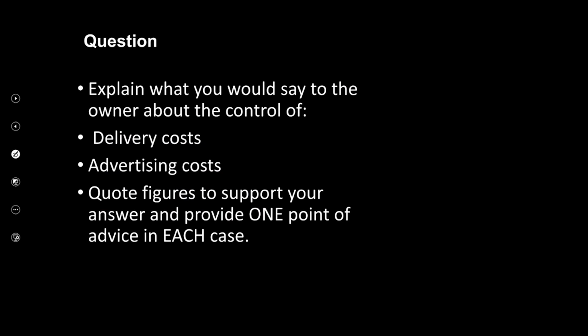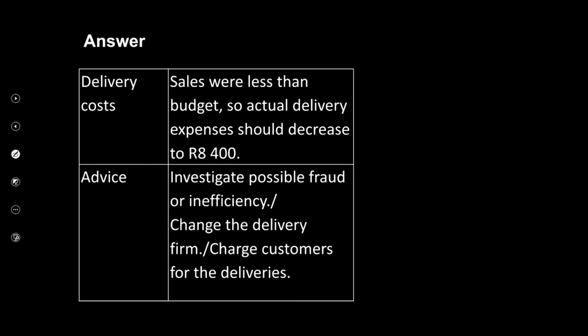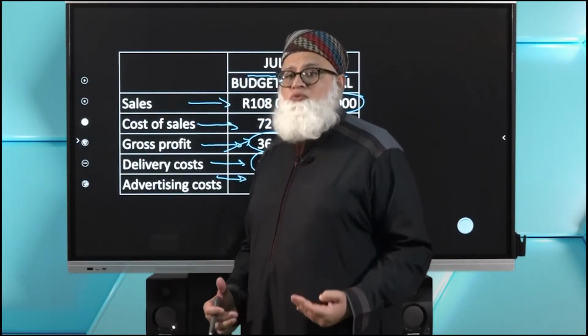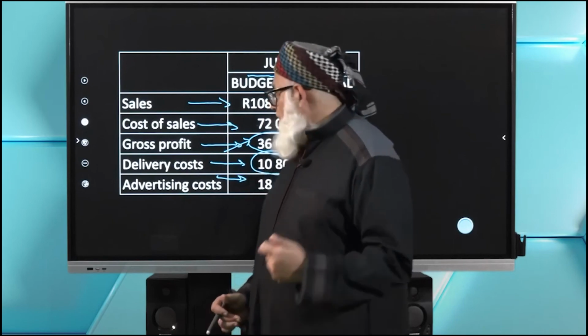Explain what you would say to the owner about the control of delivery costs. Right? Quote figures to support your answer and provide one point of advice in each case. Right, let's start with the delivery cost. What do we know? Firstly, let's look at the delivery cost figures that we have here. We budgeted a delivery cost of 10,800. All right, that was a budgeted amount. And the actual amount was 12,600. So clearly, you overspent the budget. You have what we call a negative variance, meaning you spent more than you budgeted for.